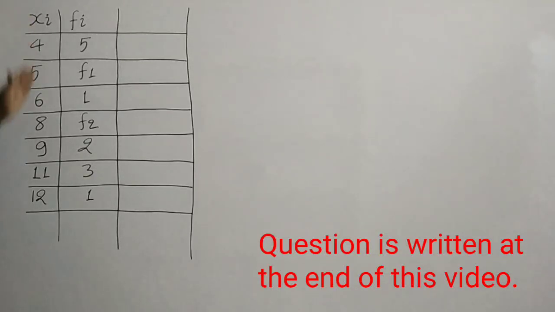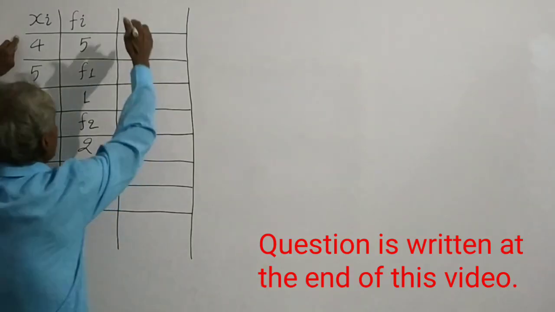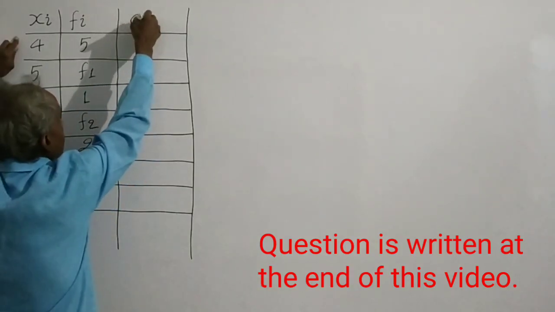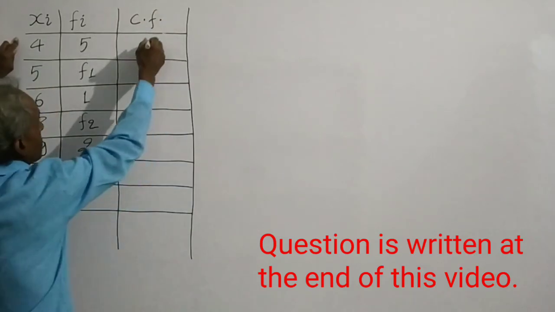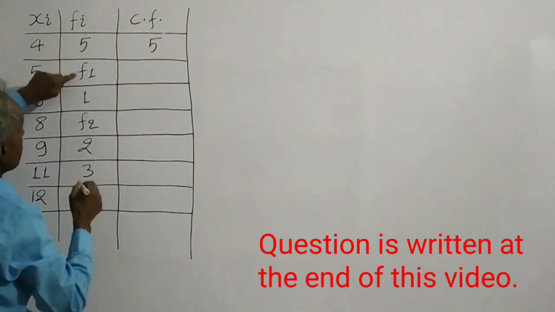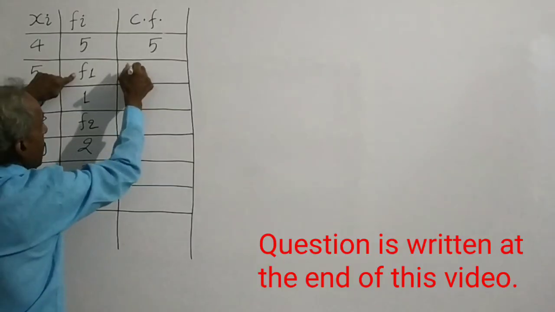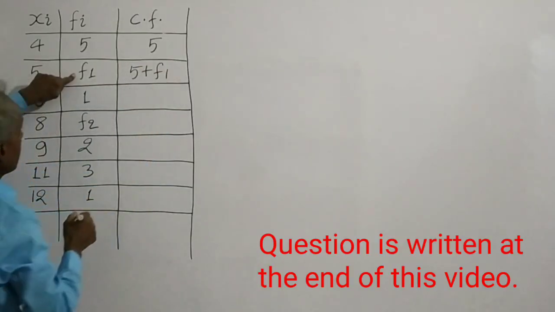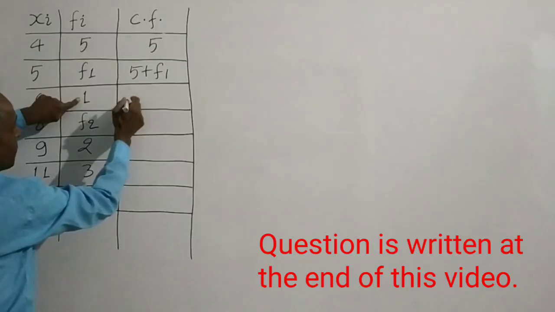I have written the observations after arranging them in increasing order in this column, and their corresponding frequencies in this column. Now we write the cumulative frequency in this column. Here it will be 5, then 5 plus F1, then 5 plus F1 plus 1.